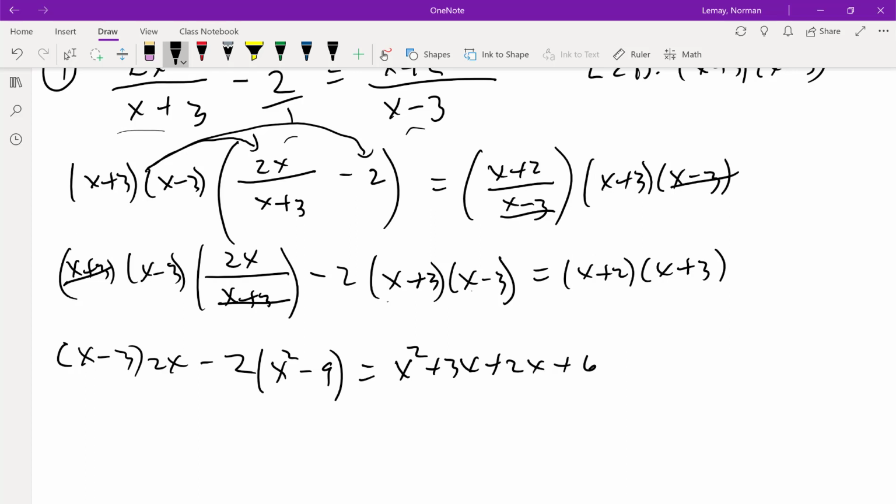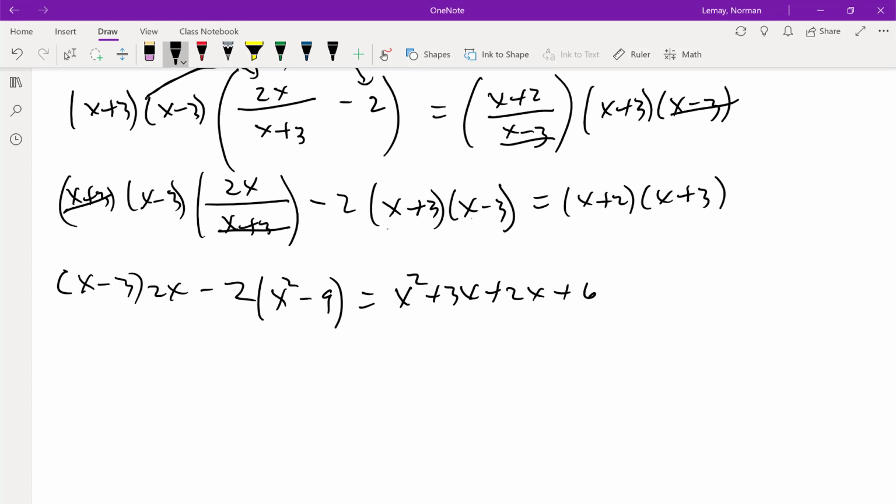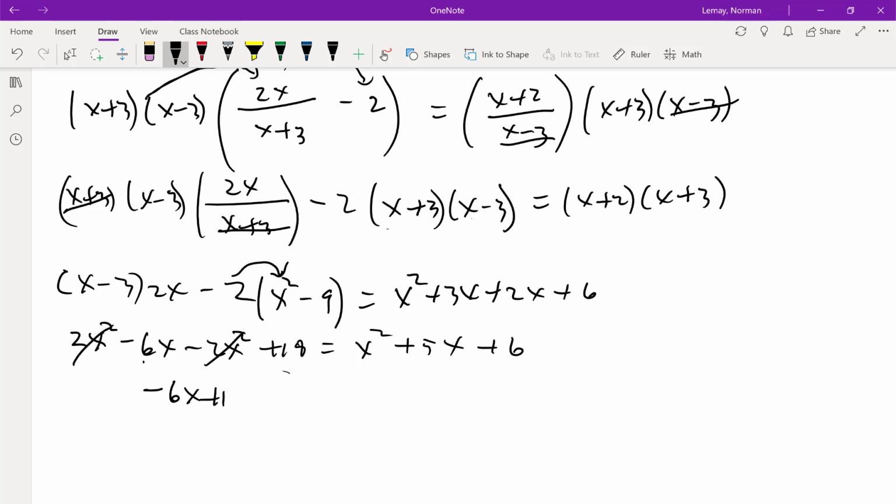Almost got it. So here we'll distribute the 2x, so I get 2x squared minus 6x. Now we'll distribute the negative 2, don't forget to tag along the sign. So minus 2x squared plus 18 equals x squared plus 5x plus 6. Okay, so this 2x squared cancels with this 2x squared. I got a minus 6x plus 18 equals x squared plus 5x plus 6.